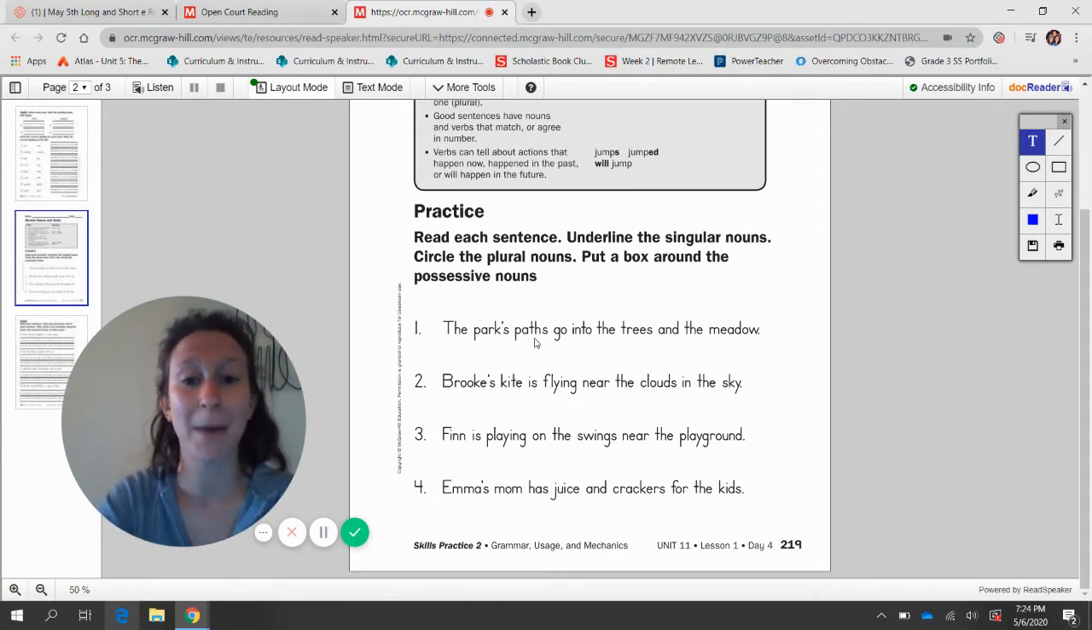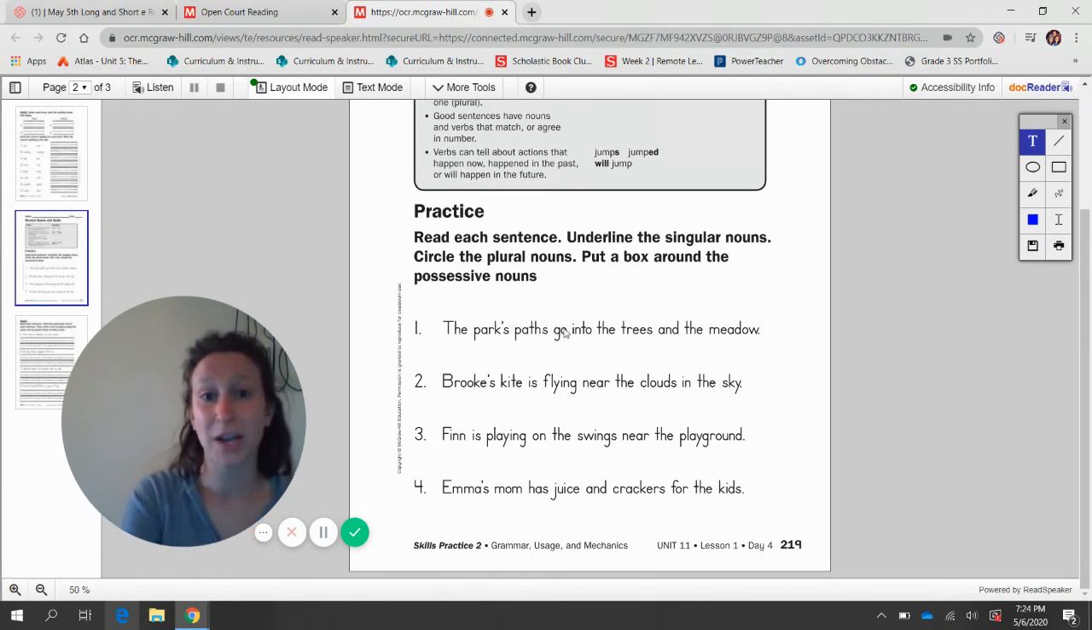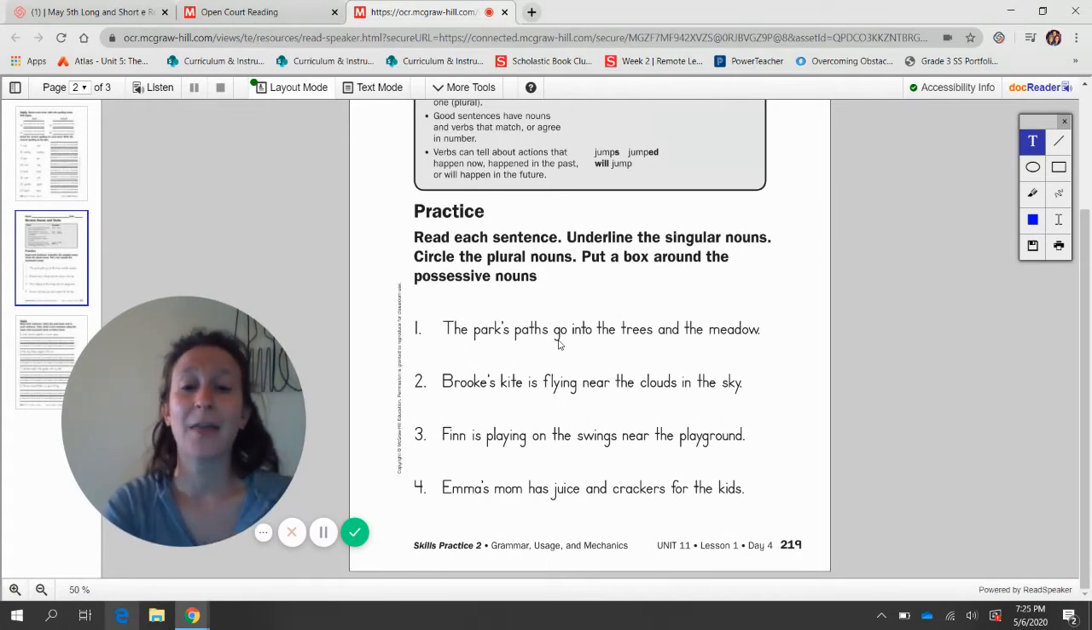So the park's paths. Well, path is, I guess you could say, a place or a thing because it's something that people walk on, right? So this is more than one because it's more than one path, because there's an S. So you're going to circle, like an oval or a circle shape, around the word paths, and then go into the trees. Oh, I see an S at the end of trees because there's more than one tree. So you're going to circle the word trees, and the meadow. Well, meadow doesn't have an S, so we don't need to circle that one.